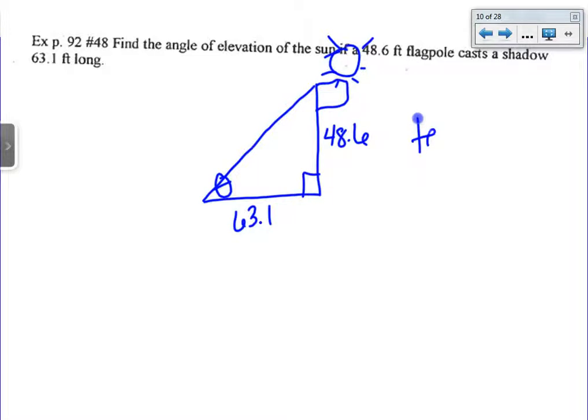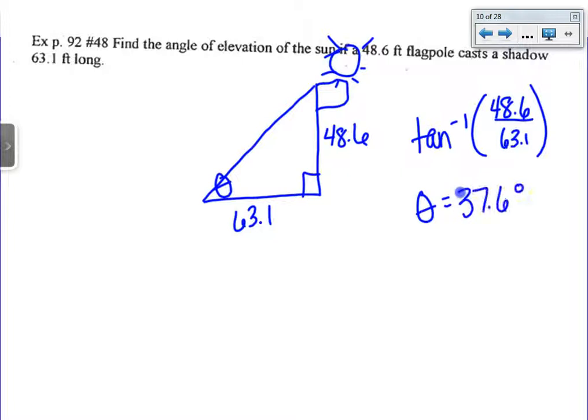So again, we're going to set up tangent, but this time because we want to know the angle, we're going to use the inverse tangent of 48.6 over 63.1. So on my calculator, I think I get 37.6 degrees, and it doesn't say how they want their answer, so we're just going to leave it like that.